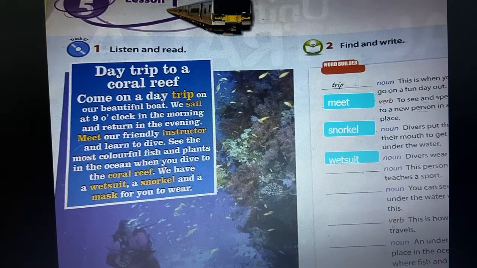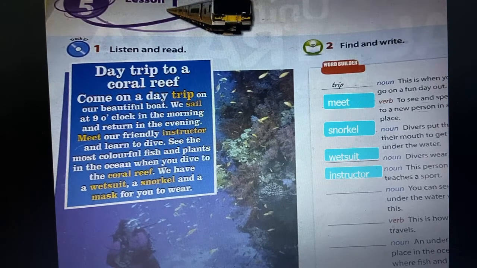The next word, it's a noun. This person teaches a sport. Me, I teach you English. So I am a teacher. But for example, a person who teaches you to do a kind of activity or a sport, we call him or we call her an instructor. Instructor. So instructor, this person teaches you a sport.